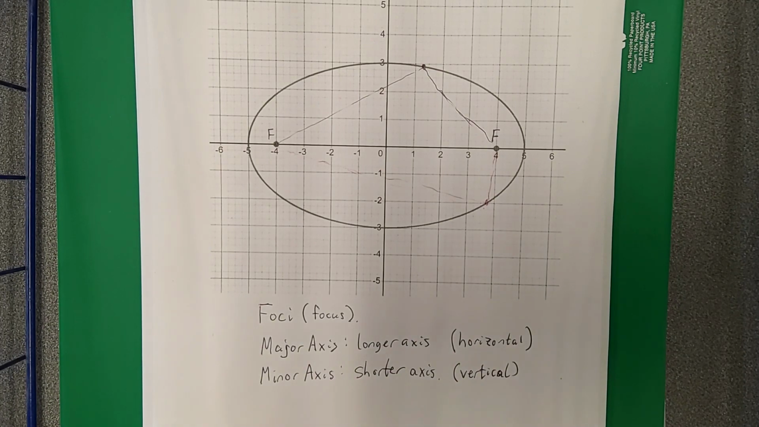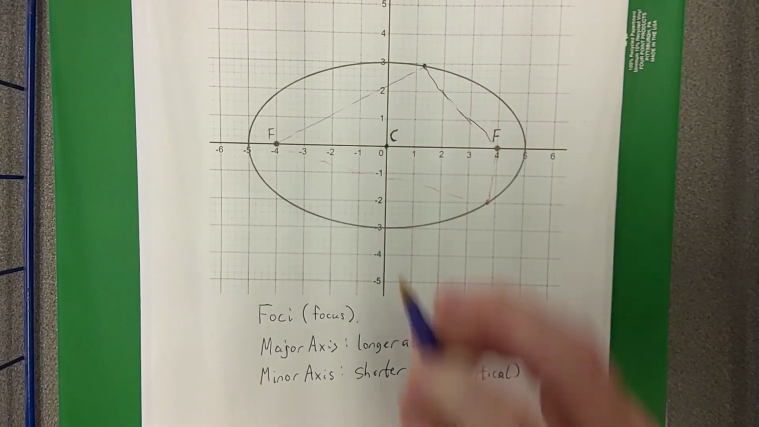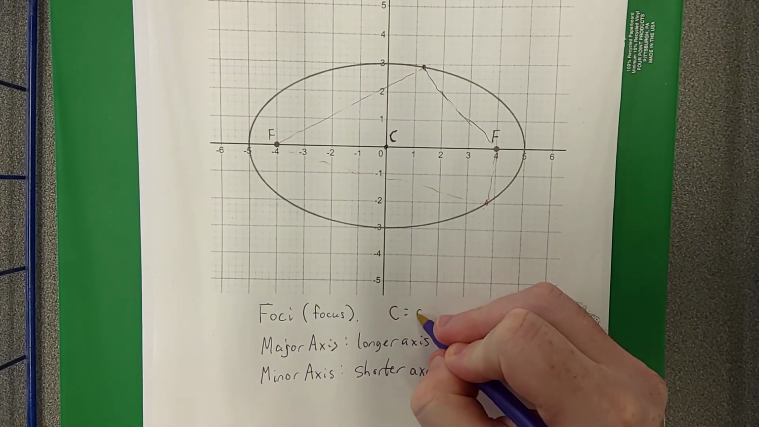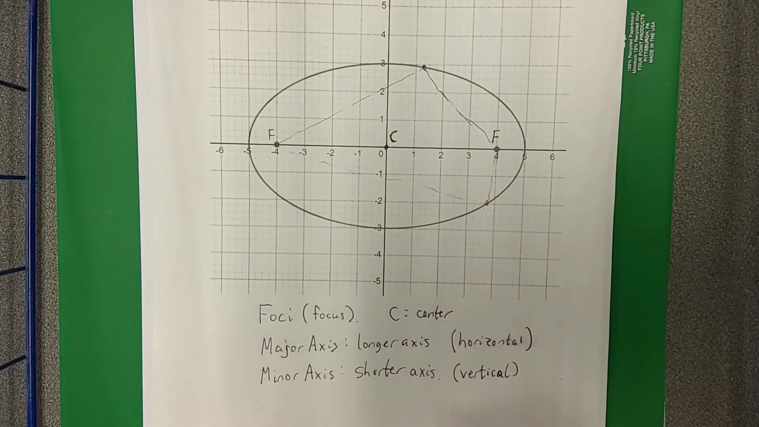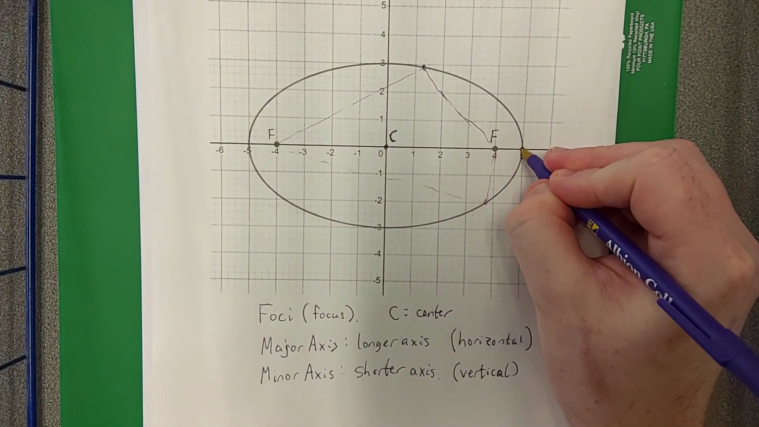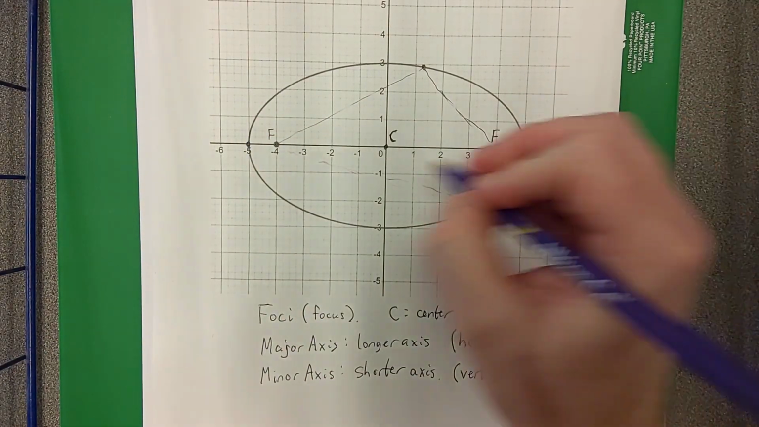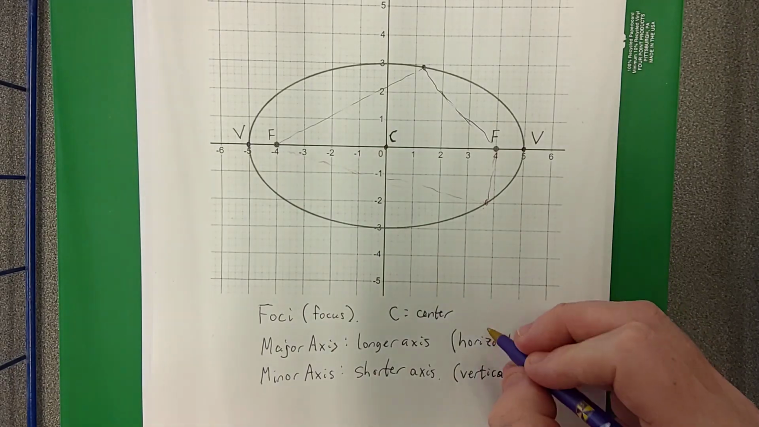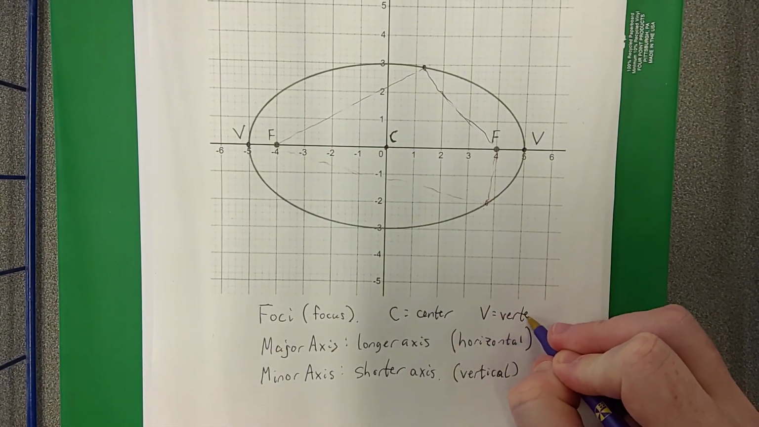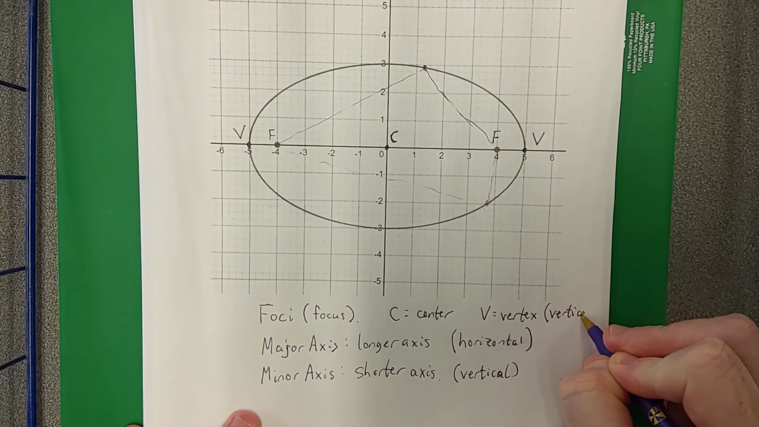Other key points to know: the point that's right in the middle here, we'll refer to this as C. Capital C is referring to the center. That's the point that's right in the middle of everything. And finally, the extreme points along the major axis have a special name as well. Each one of those individually is referred to as a vertex, or if you wanted to pluralize that, they would be vertices.